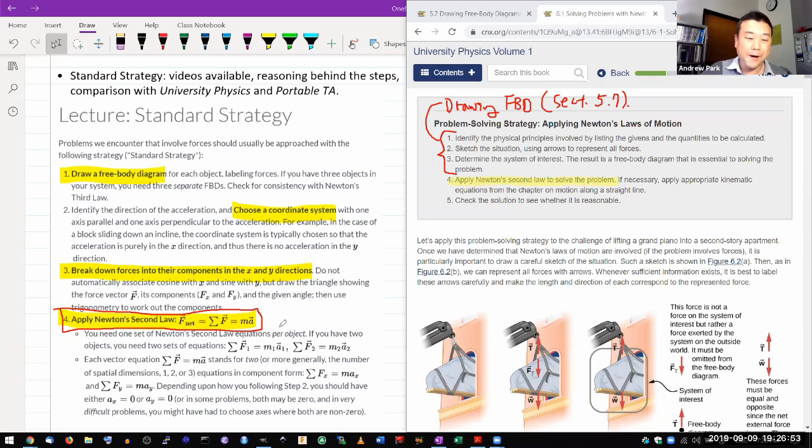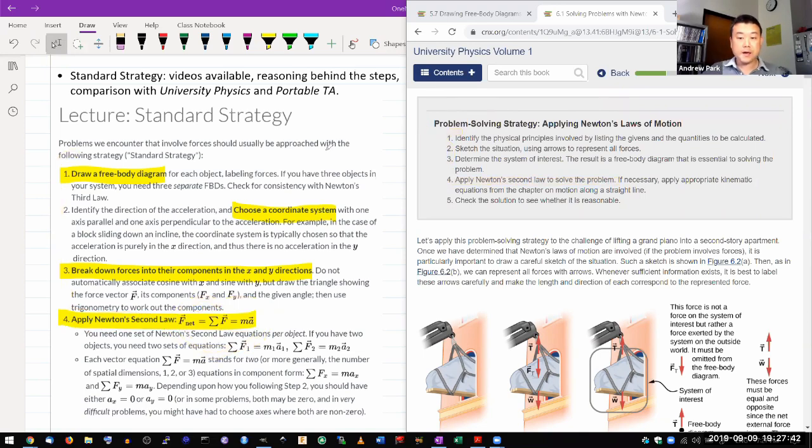And our application of Newton's second law is writing down this equation. And the idea is that if you have followed these steps, which doesn't match number for number, but it is our steps 1 through 3, then all the information you need to write down Newton's second law equation for each object should already all be in the diagram. All you are doing in this step is simply reading off the information. So that's how it matches up with textbook strategy.